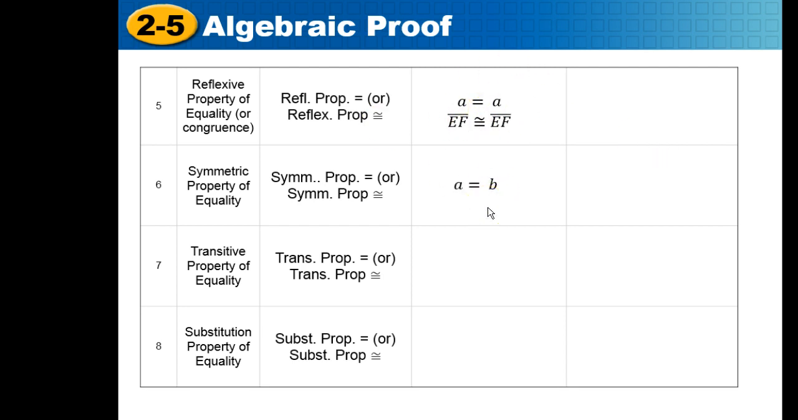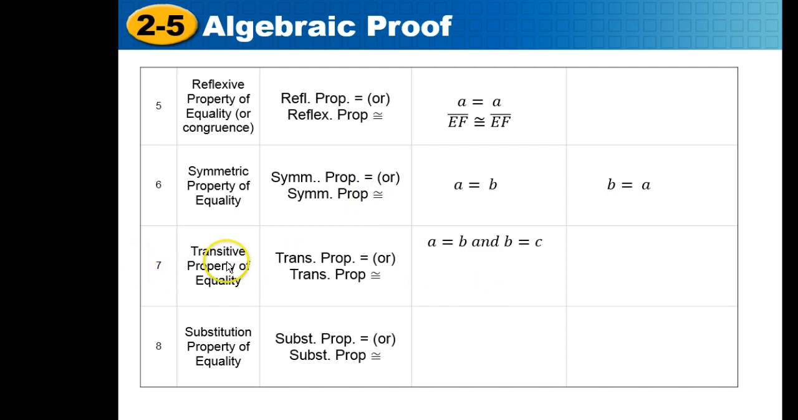Okay, the next one is the symmetric property of equality. Symmetric, think about this. I can switch those. I can put B on the left side and A on the right side. We also can define these for congruence. I didn't make an example for this, but we'll practice enough that we can write symmetric property of congruence.